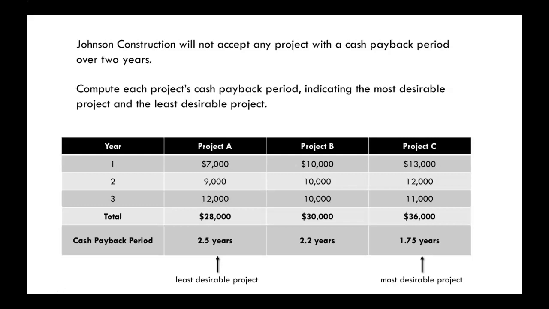Now, the problem also said that Johnson Construction will not accept any project with a cash payback period over 2 years. So they would not even think about Project A or Project B. Project C is the only project that Johnson Construction would even consider, because its cash payback period is under that 2-year limit.